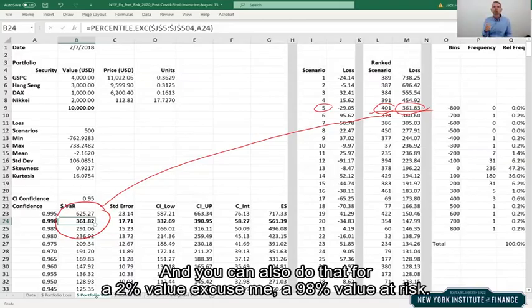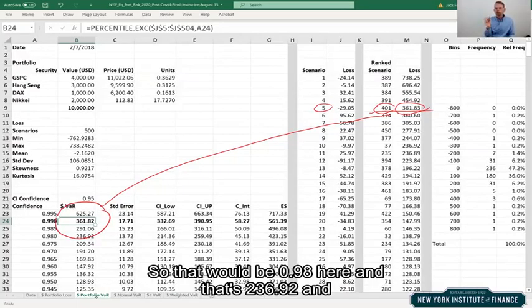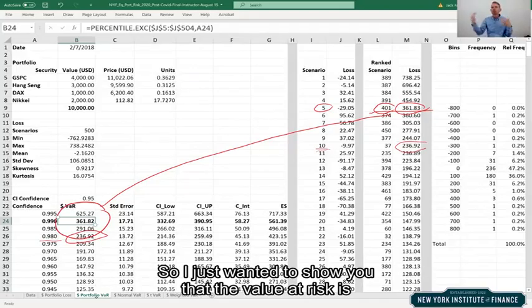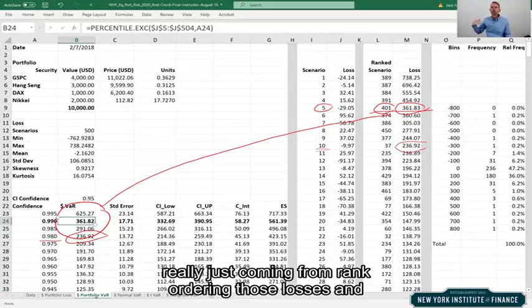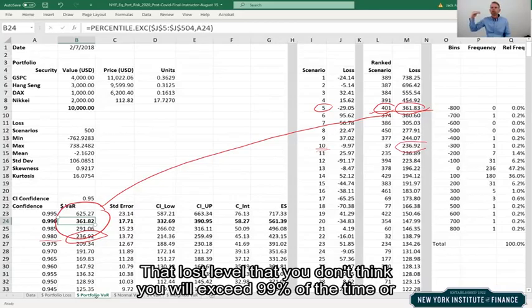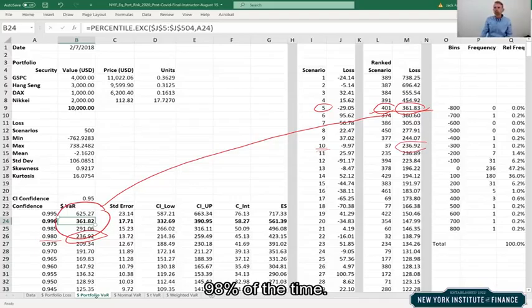And you can also do that for a 2% value, a 98% value at risk. So that would be 0.98 here, and that's 236.92. And over here, that would be observation 10 and also 236.92. So I just wanted to show you that the value at risk is really just coming from rank ordering those losses and then deciding what is that value at risk cutoff, that loss level that you don't think you'll exceed 99% of the time or 98% of the time.